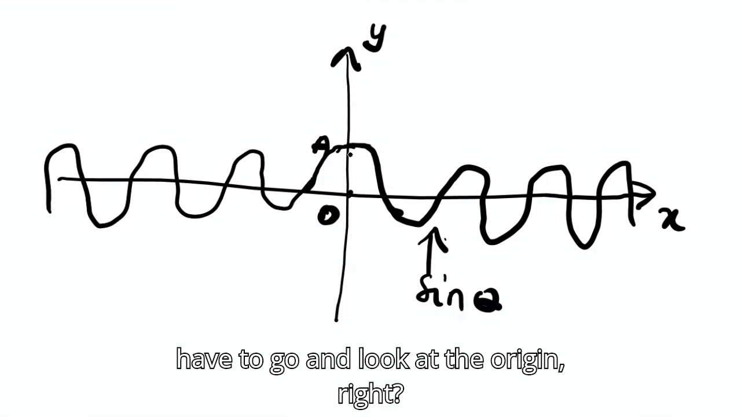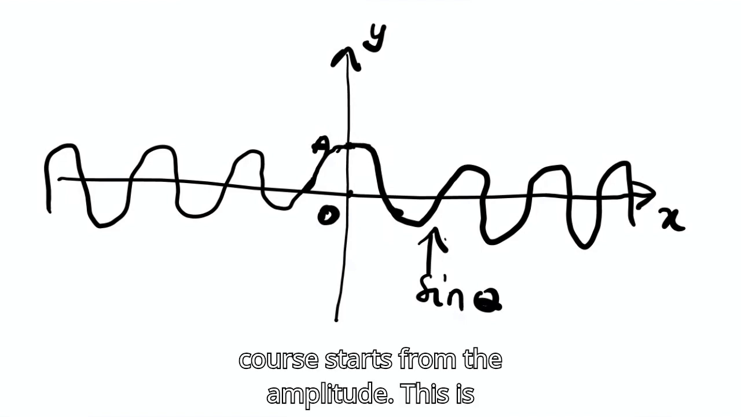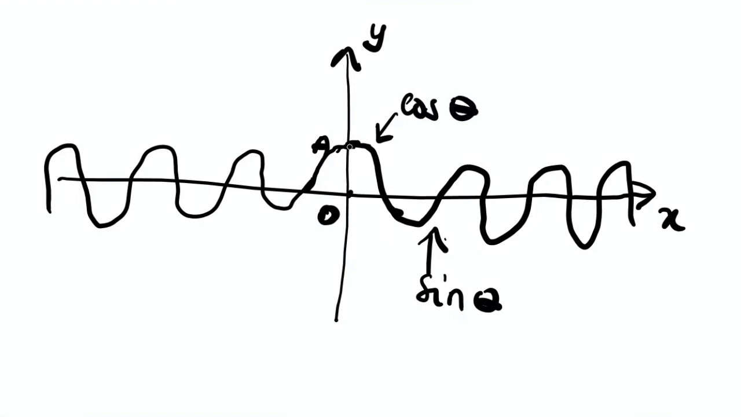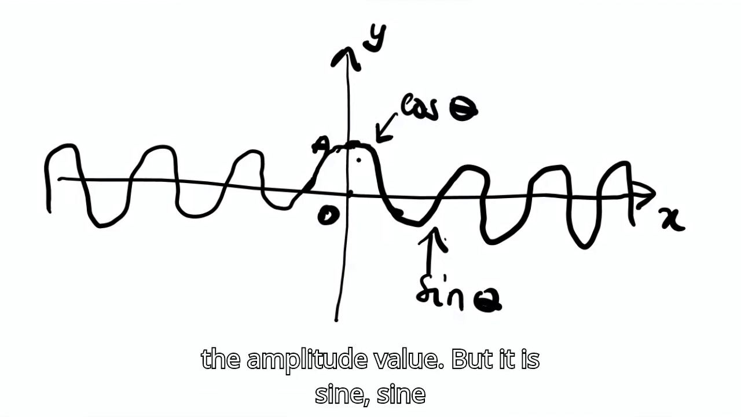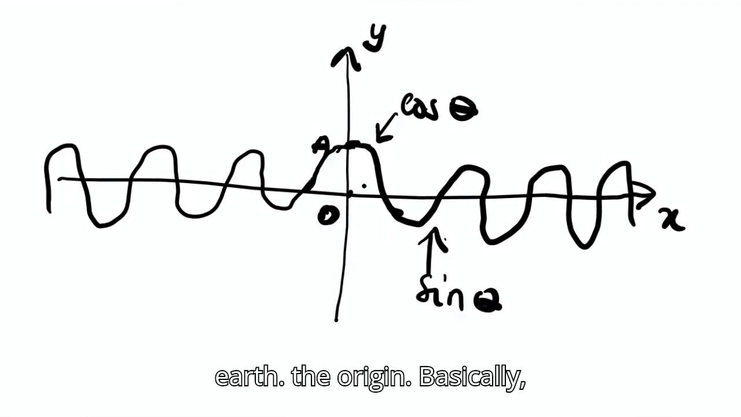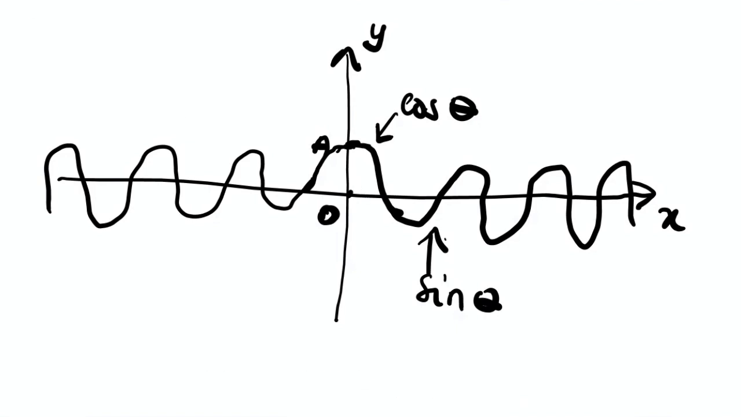So what you have to do, your eyes, you have to go and look at the origin, and look at what's happening here. The cos starts from the amplitude. This is a cos theta graph because the cos starts from the amplitude value. But if it is sine, it will exactly start from the origin. Basically, that's the basic form of how you can look at these functions.